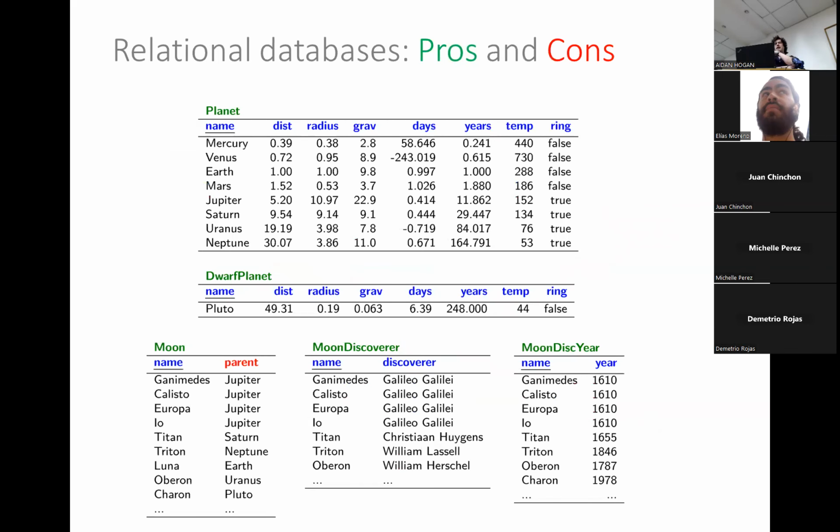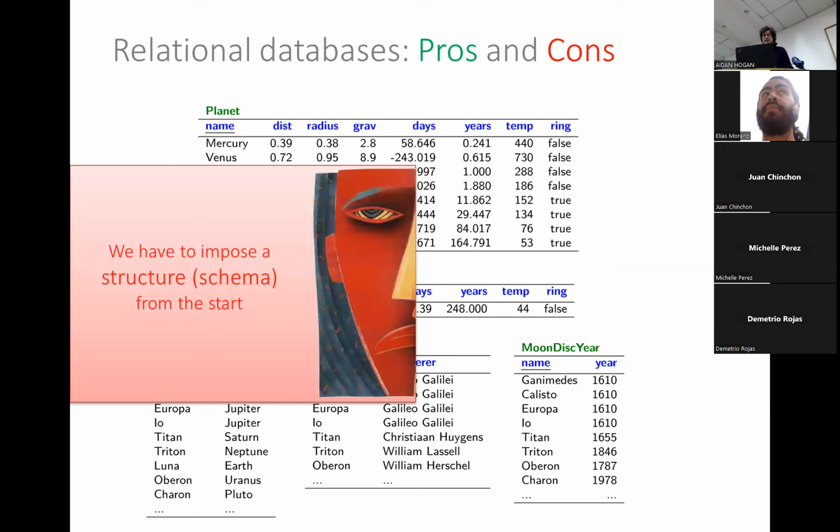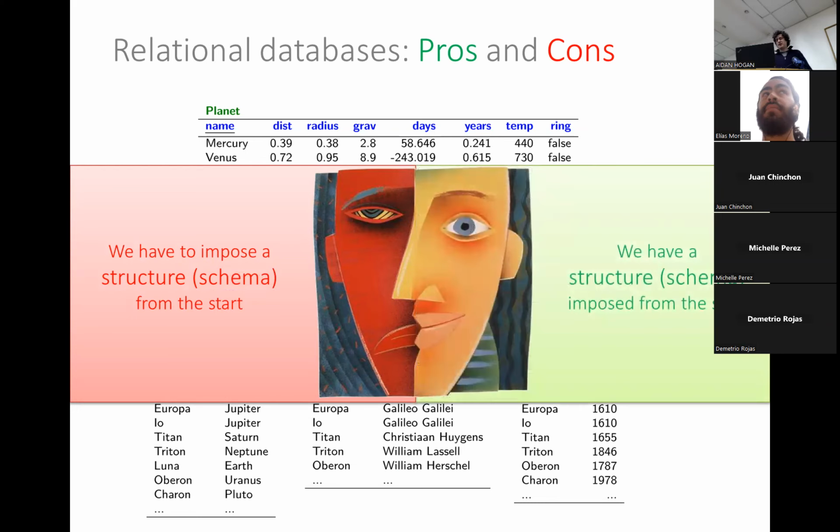So the pros and cons of relational databases: there are lots of advantages for relational databases. The first disadvantage is that we have to impose a structure or a schema from the start, which can be difficult, particularly when we don't have a fixed domain from the very start, where we might want to grow the kinds of data that we look at over time.